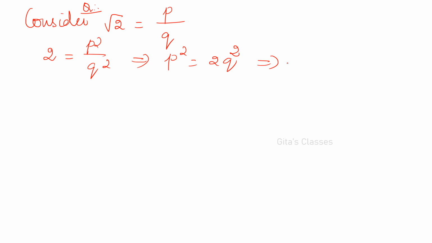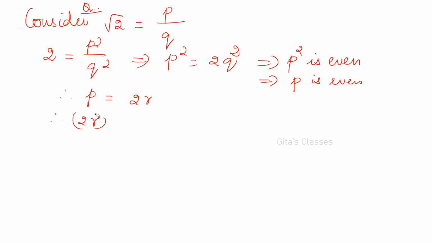That means what? p squared is even, right? When p squared is even, we know that p is even. Already we have proved this in the previous theorems, right? p is even. Therefore, what can you write about p? p is equal to 2r, right? Because p is even, p can be written as 2 into some integer r. So now you substitute in this, 2r the whole square.